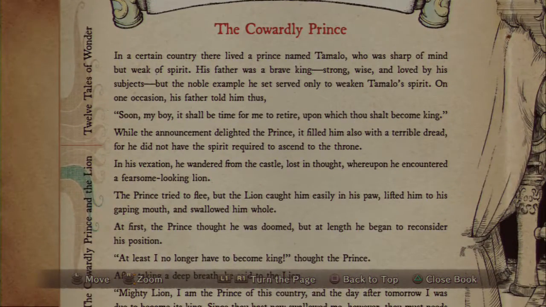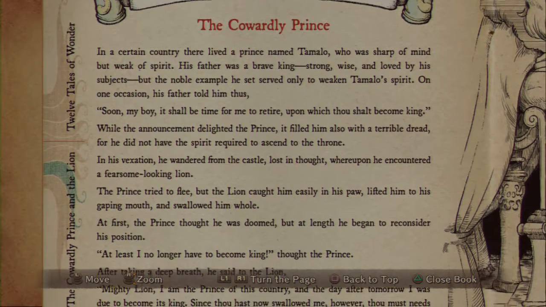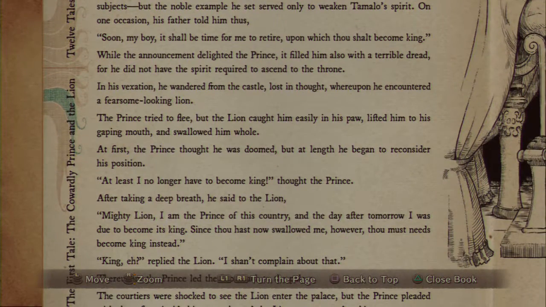The Cowardly Prince. In a certain country, there lived a prince named Tamalo, who was sharp of mind but weak of spirit. His father was a brave king, strong, wise, and loved by all his subjects. But the noble example he set served only to weaken Tamalo's spirit. On one occasion, his father told him thus, "Soon, my boy, it shall be time for me to retire, upon which thou shalt become king."